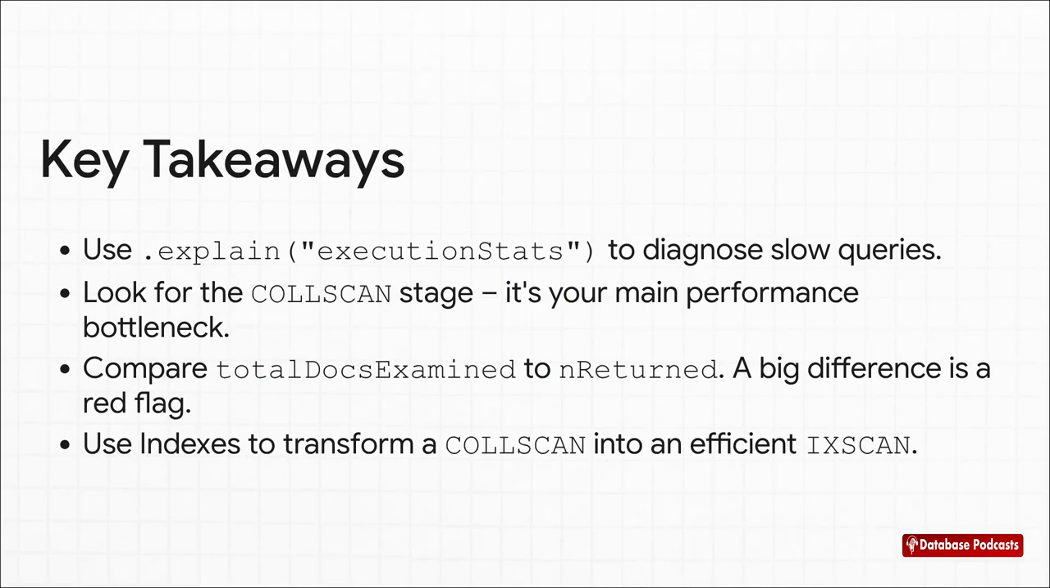All right, so let's boil this all down. What are the key things to remember? 1. Use .explain executionStats to see what's really happening. 2. Hunt for COLLSCAN. That's your enemy. 3. Keep an eye on the totalDocsExamined versus nReturned. If that ratio is way off, you found a problem. And 4. The fix is almost always an index. That's what gets you to that beautiful, efficient IXSCAN.